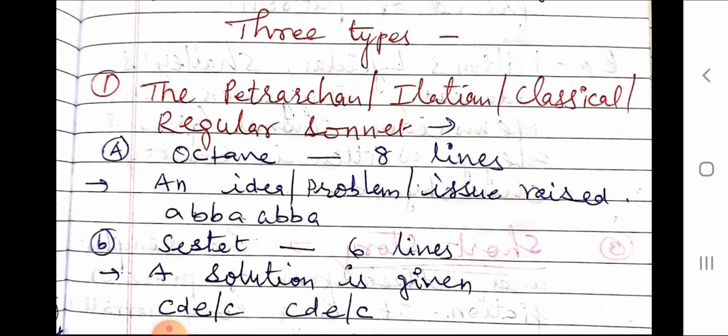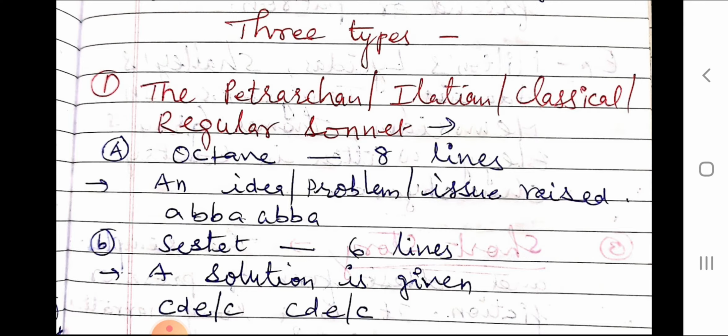Petrarchan sonnet consists of 14 lines that we discussed a few seconds ago. Petrarchan sonnet is divided into two stanzas. First stanza consists of 8 lines that is called octave, O-C-T-A-V-E, octave, 8 lines stanza, in which an idea or problem or issue is raised by the poet.